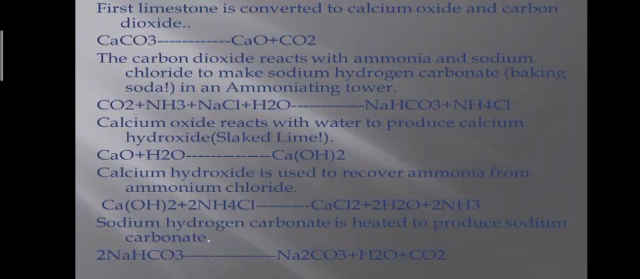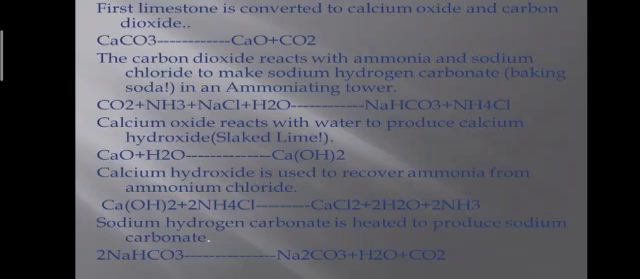Carbon dioxide is fed into the carbonating tower from the top. Calculated amounts of quicklime, that is calcium oxide, and water are mixed to produce slaked lime, that is calcium hydroxide. The calcium oxide plus water reacts to form calcium hydroxide.